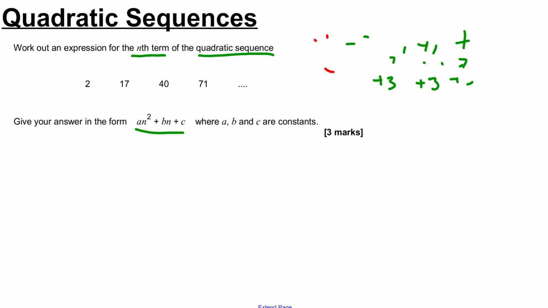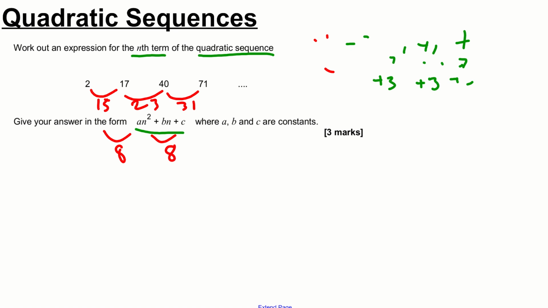So with quadratic, the first thing to do, you can get an easy mark by going, okay, we're adding on 15, we're adding on 23, we're adding on 31. With quadratic sequence, you need the second difference, the difference of the difference. We're adding on 8 and we're adding on 8.